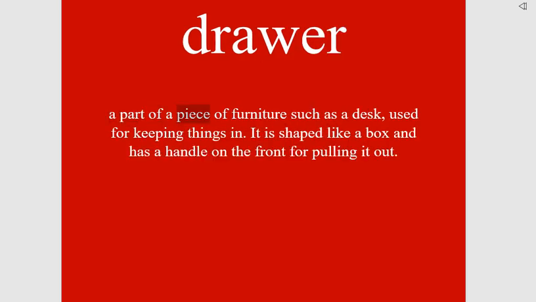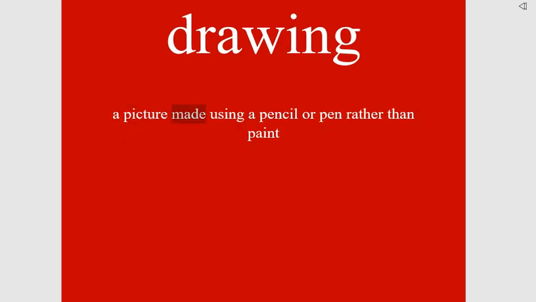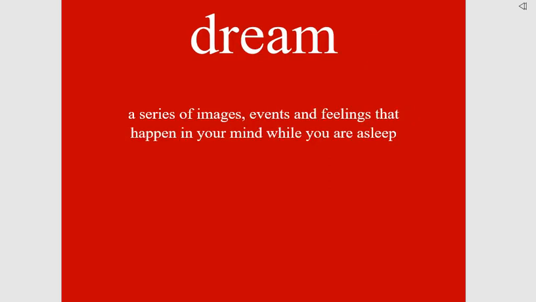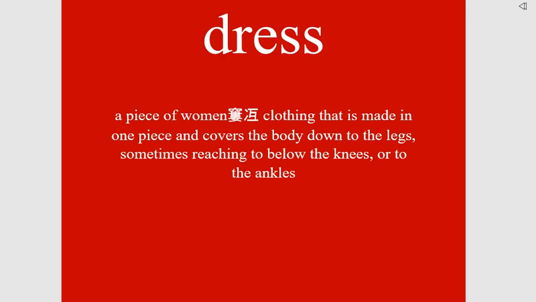Drawer. A part of a piece of furniture such as a desk, used for keeping things in. It is shaped like a box and has a handle on the front for pulling it out. Drawing. A picture made using a pencil or pen rather than paint. Dream. A series of images, events, and feelings that happen in your mind while you are asleep. Dress. A piece of women's clothing that is made in one piece and covers the body down to the legs, sometimes reaching to below the knees, or to the ankles.